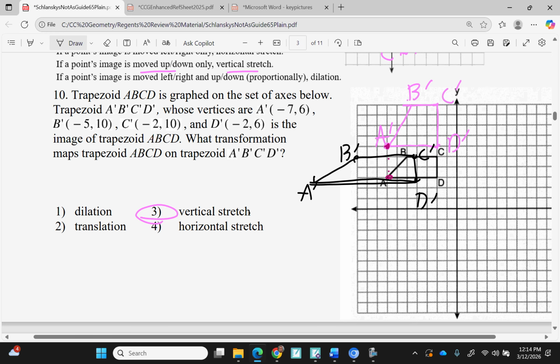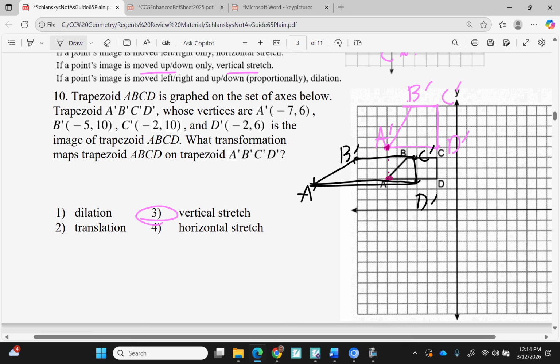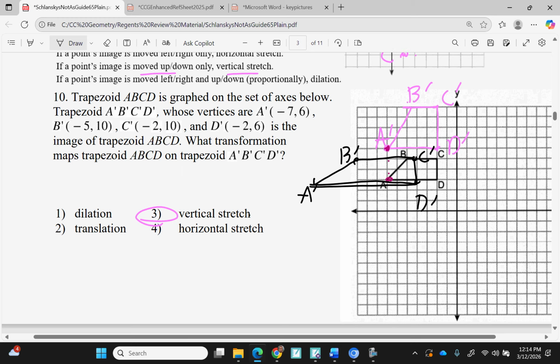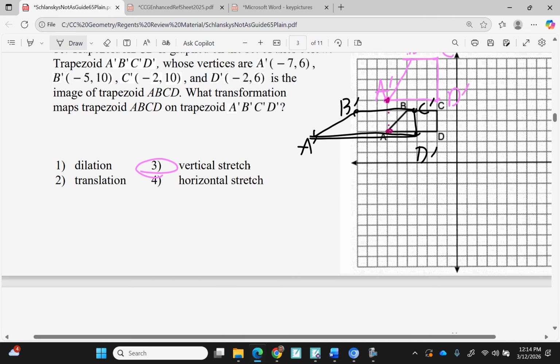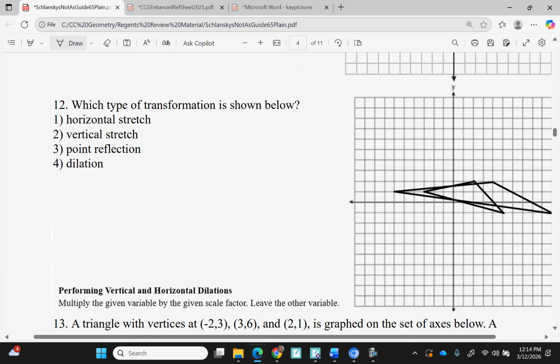If it's being pulled horizontally, it's a horizontal stretch. So the black on the screen right now is a horizontal stretch. The pink is a vertical stretch. And if you don't see it, just take a look at any point in its image. If it's going vertically, it's a vertical stretch. If it's going horizontally, it's a horizontal stretch. If it's going both, it's a dilation.